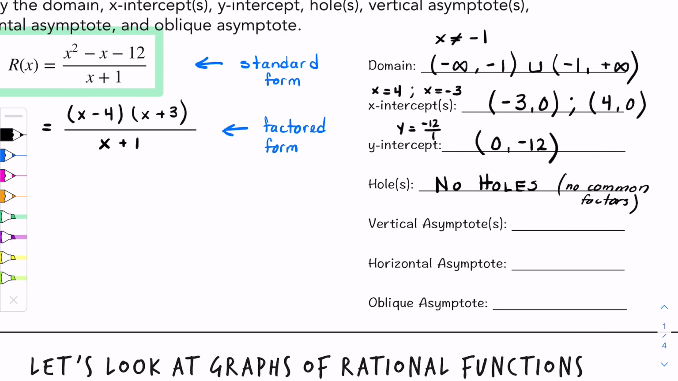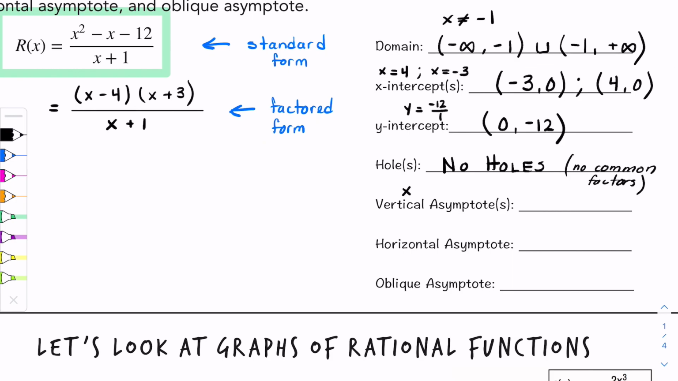The vertical asymptote is determined by the remaining denominator after you get rid of common factors. Of course, there are no common factors, so the denominator set equal to 0 is x equals negative 1. That is your vertical asymptote. Remember that vertical asymptote is x equals, horizontal is y equals, oblique is also y equals. You're going to have one or the other of these last two.